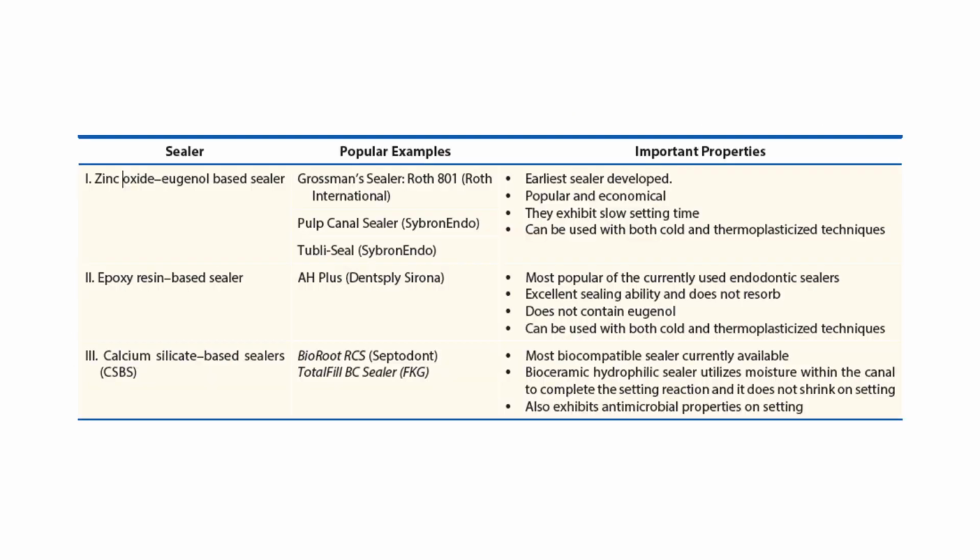So here we have the sealers and examples of it and properties. As we have already seen, zinc oxide eugenol based sealers include Grossman sealer, pulp canal sealer and Tubli-seal. And under epoxy resin, the most commonly used is AH Plus. And calcium silicate based sealers include many examples, of which the most commonly used are BioRoot RCS and Total Fill BC sealer. Thus, we have seen about the most commonly used sealers in this presentation, and we will see about the other sealers which were used in previous times in the next presentation.